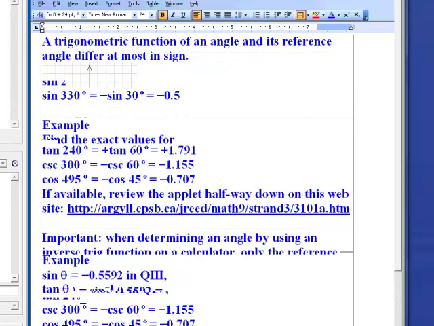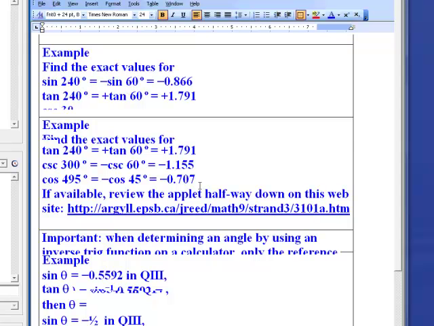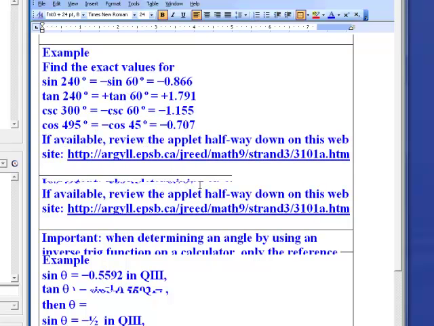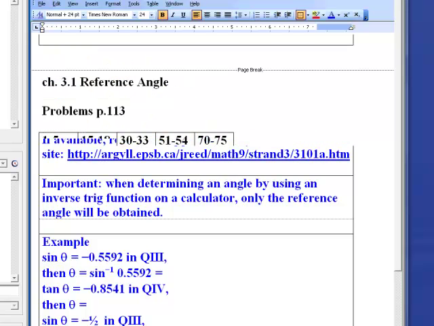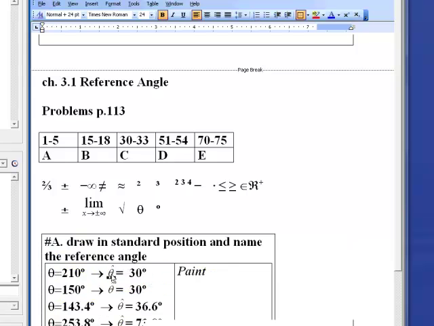Okay. And the last thing to do is to go the other way around to determine the angle. Here it's important when determining an angle by using an inverse trig function on a calculator, only the reference angle will be obtained. So let's see what we come up with here. This one here actually should be expressed as follows. This shouldn't be theta, this should be theta caret on this one. So let me borrow one here.